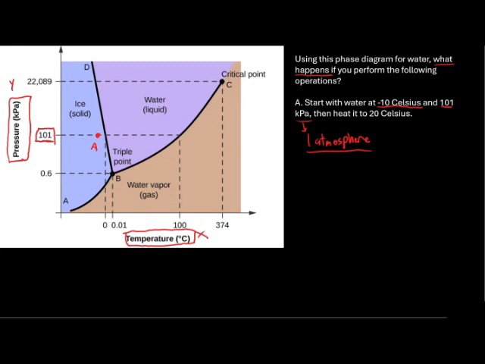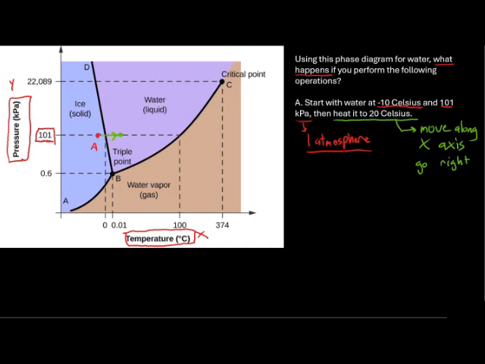Now, we are supposed to heat it to 20 Celsius. Anytime we heat up, that means we're going to be moving along the x-axis. Heating up moves us to the right along the x-axis. Cooling down would have moved us to the left. Let's look at where we'll end. If we're heating to 20 Celsius, notice that 20 Celsius is also not marked, but we can assume it will be to the right of 0. So we'll move from point A to the right.